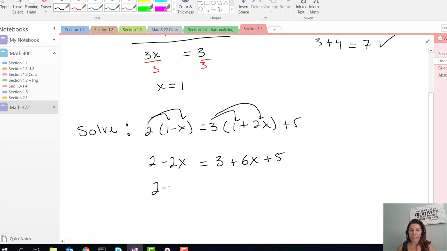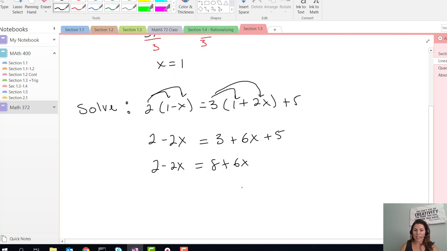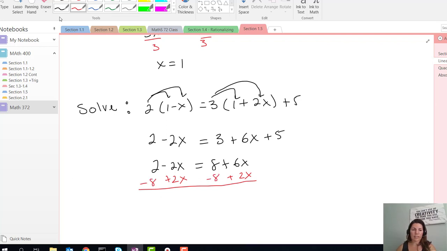So now let's combine like terms. So I have 3 plus 5 is 8, so I have 8 plus 6x. And at this point, notice that I have x's on both sides, so I'm going to move the x's. So I'm going to move the negative 2x, so I'm going to say plus 2x. And I'm going to combine steps here, so I'm going to subtract the 8 from both sides as well. So I want to move the x's to one side and move the constants to the other side. So I'm going to have 2 minus 8, that's negative 6. And 6x plus 2x is 8x.